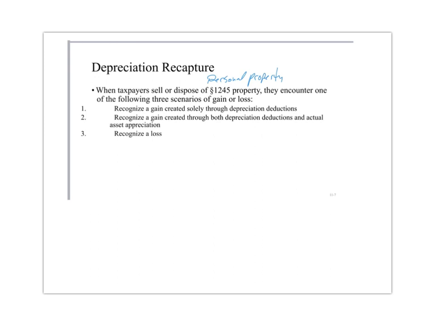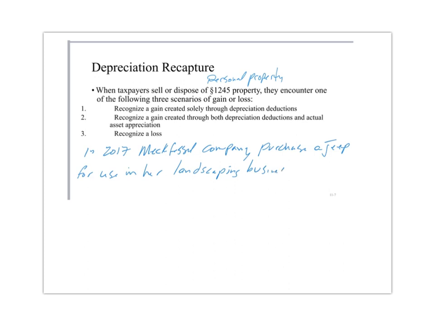I'm going to talk and write here. We're going to assume in 2017, McFessel Company purchases a Jeep for use in our landscape business. The Jeep costs $35,000.